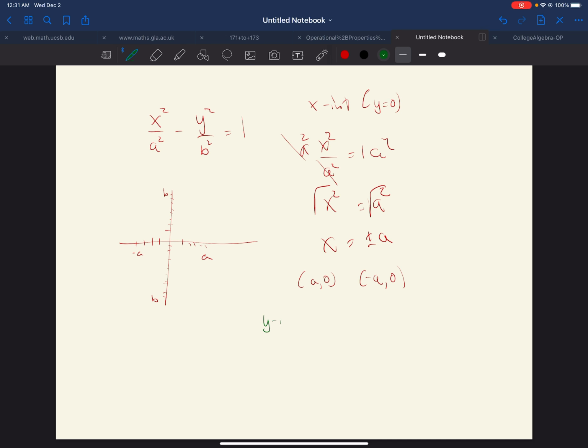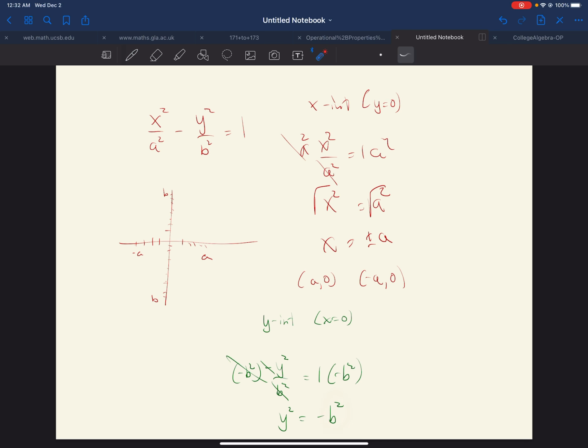So if I want the y-intercept, that's when x is 0. Now if x is 0, for the same thing, this is going to disappear. But notice what I have now. I've got a negative fraction. That's going to play an important role in just a second. So I've got negative y squared over b squared equals 1. Now I need to multiply both sides by negative b squared. Those will cancel, and I'll get y squared is negative b squared.